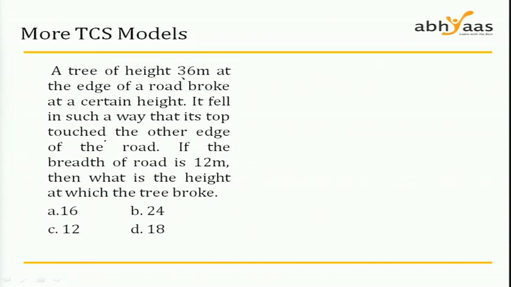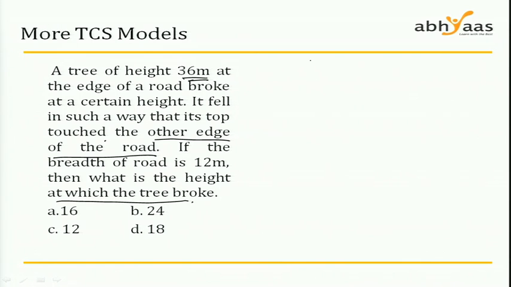A tree of height 36 meters at the edge of the road broke at a certain height. It fell in such a way that its top touched the other edge of the road. If the breadth of the road is 12 meters, then what is the height at which the tree broke?